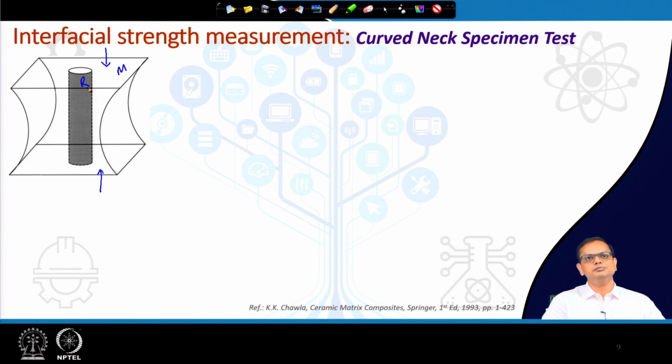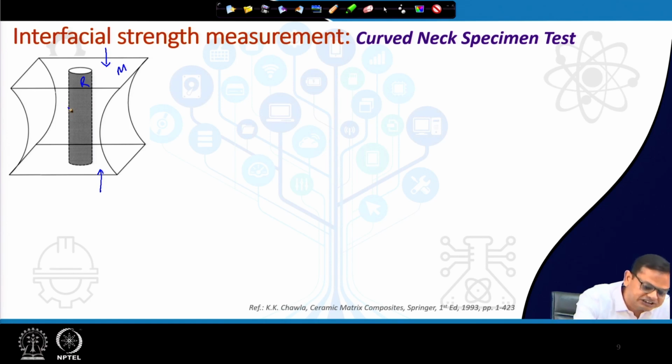So, based on this difference in Poisson's ratio and the application of this particular load, which will apply some kind of radial stress here, the ultimate aim is to cause some kind of delamination at the interface.